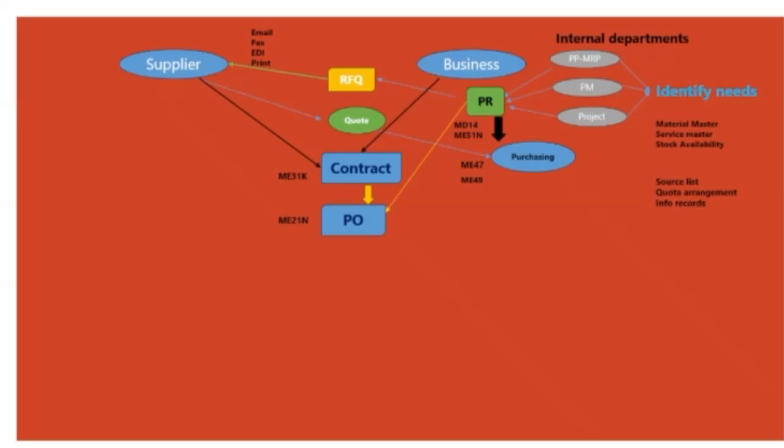And a purchase order includes the material or services details, quantity, price of the material or services, delivery date, tax and other conditions like pricing, purchase organization or purchase group, and other terms or conditions that may be included.